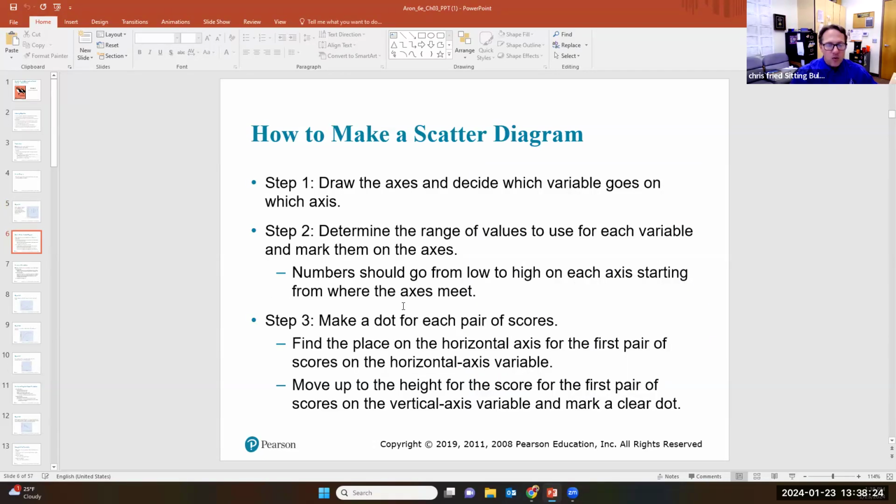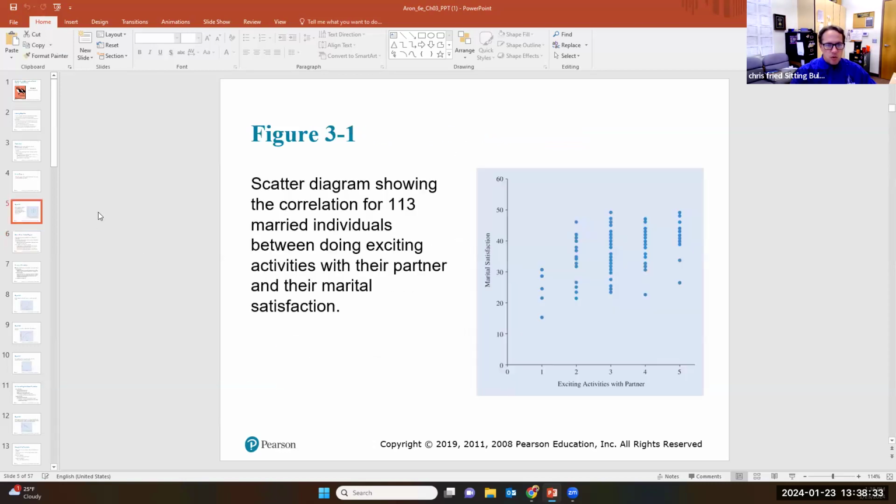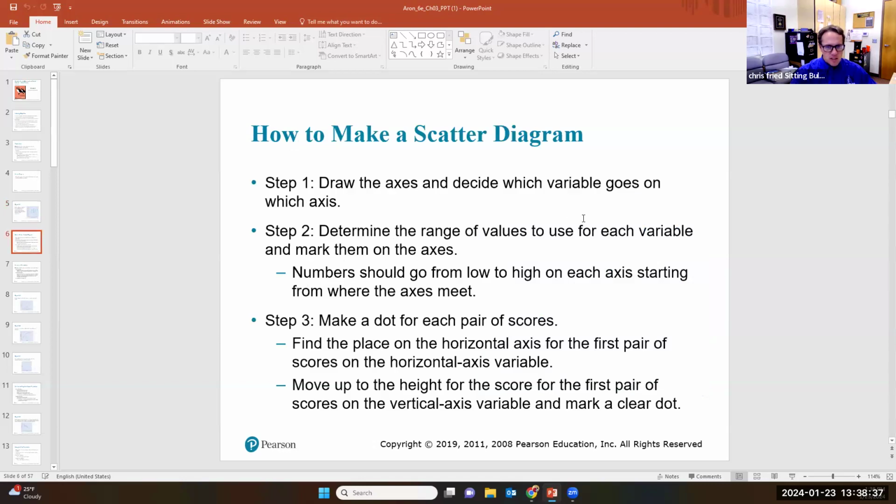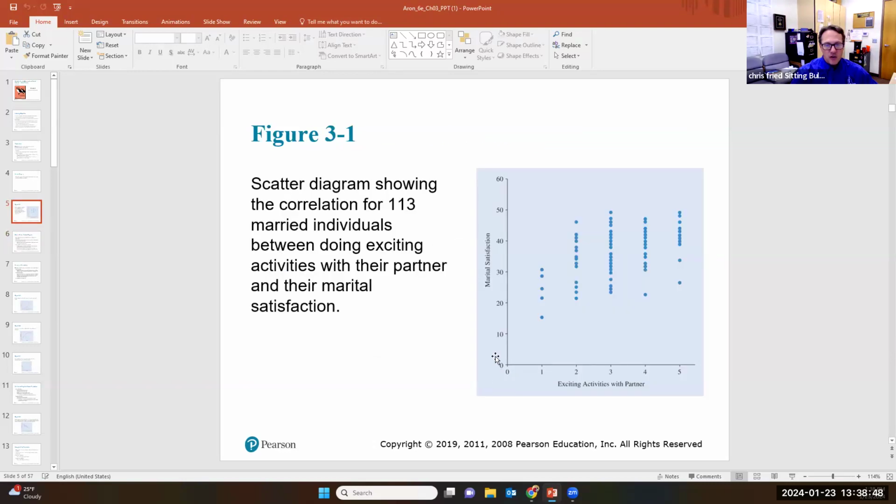How do you make one of these? What do they look like when they're put together? If we look at these steps, first draw the axes and decide which variable goes on which axis. Then decide what range of values you're going to use for each variable, and put them on the axis. Numbers should go from low to high on each axis, starting from where they meet. You can see here zero, 10, 20, 30, 60, and 1 through 5. So low to high, low to high.